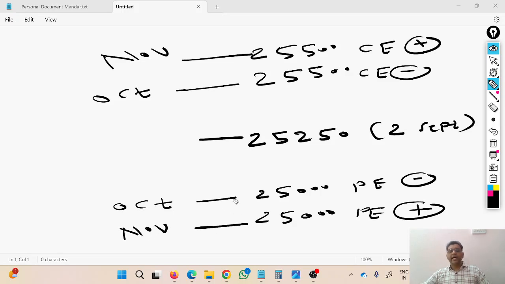So what I did, I placed one triangle. When this was the spot, around 250 points down, I sold one put. 250 points up, I sold one call. This I did in the month of October, and for November, I bought the hedges for the same strike prices.